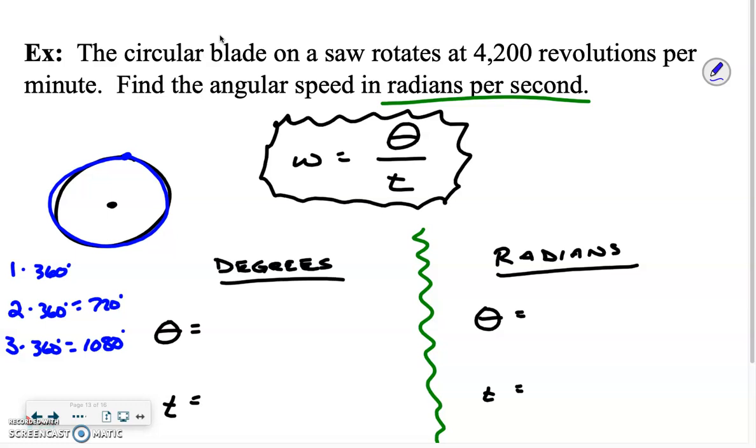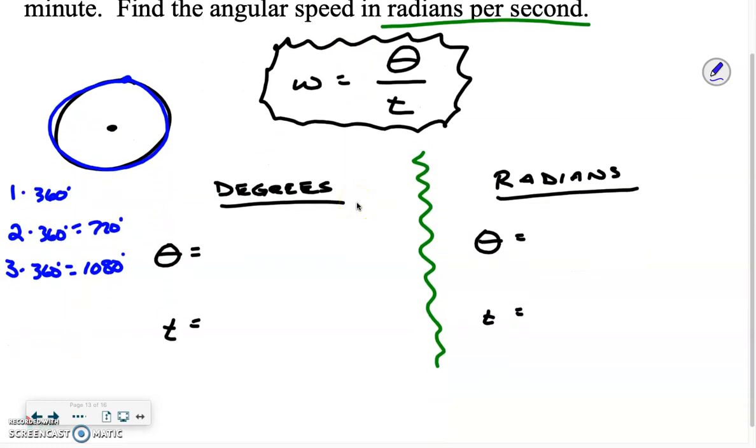And we could keep on going. We could figure out 4 or 5. We can figure out all the way up to 4,200. But it would be foolish, in my opinion, and hopefully you agree, to keep doing it this way. Instead, let's do the multiplication. We can take that 4,200, multiply that times 360 degrees, and what that's going to give us is 1,512,000 degrees. Okay, got it.